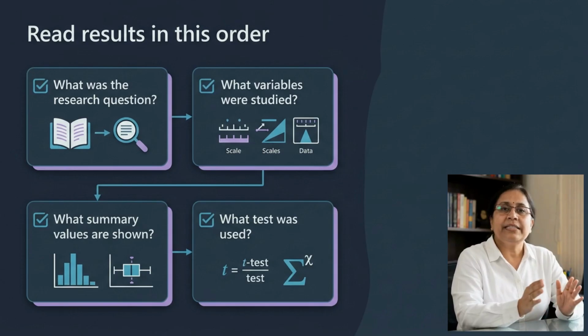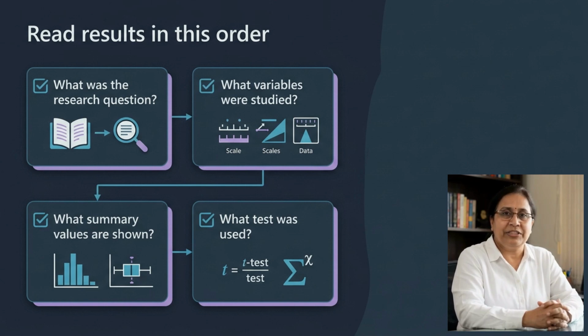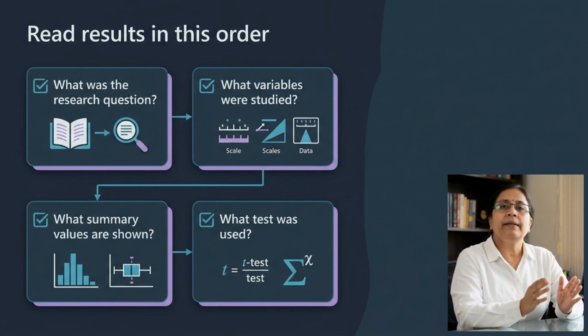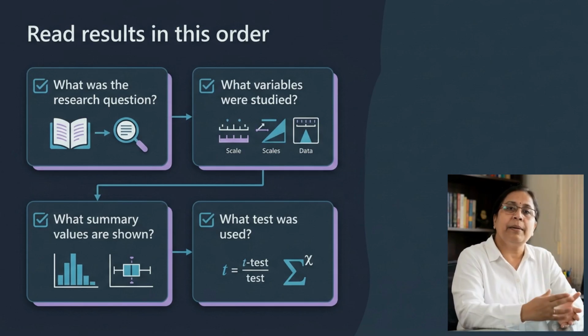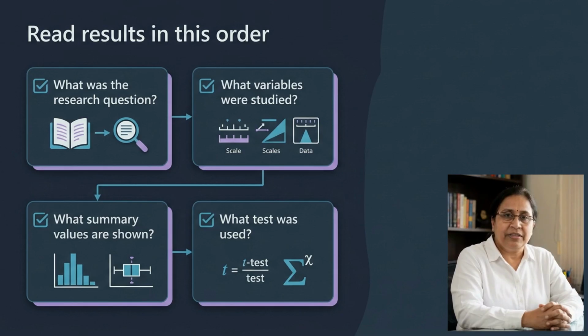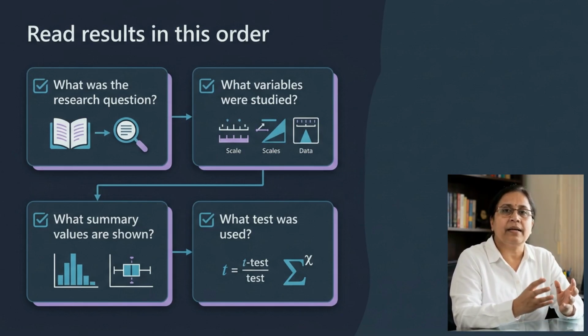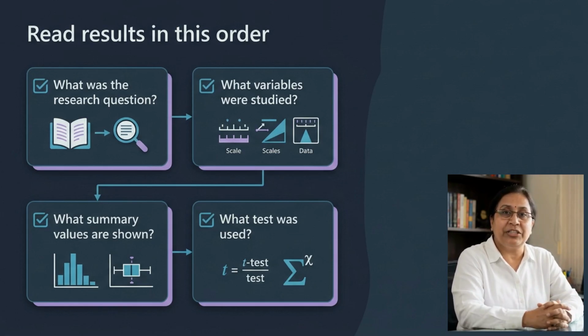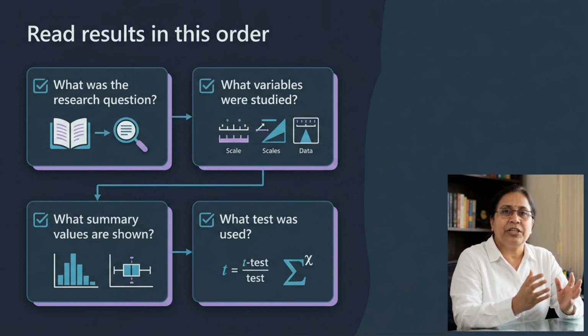When you read a results section, do not start by staring at the p-value alone. Start with the research question. What was the study trying to find out? Then identify the variables. What exactly was measured or compared? After that, look at the summary values. Are they showing mean, median, percentage, standard deviation, or something else? Then ask what statistical test was used. This order helps you understand the meaning before you judge the result.